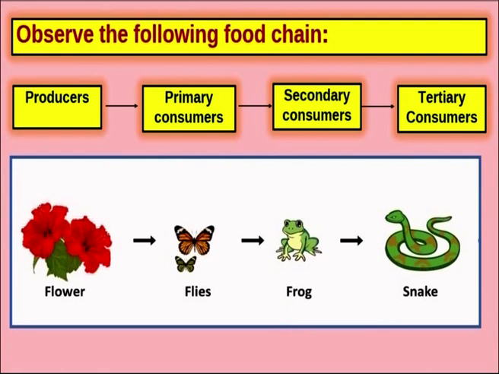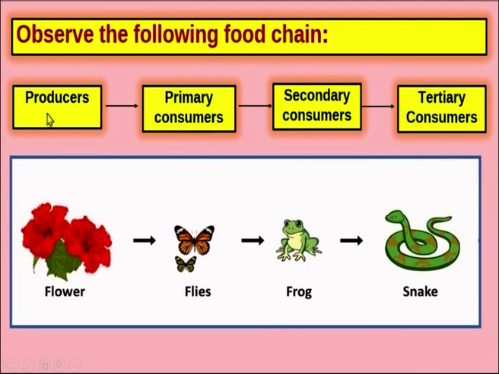Observe the following food chain. Every food chain starts with the producers. So, producers are the basic producers that produce the food required for all the organisms in an ecosystem. Primary consumers obtain their food requirements from the producers, whereas secondary consumers obtain their food requirements from the primary consumers. Now, tertiary consumers obtain their food requirements from secondary consumers.